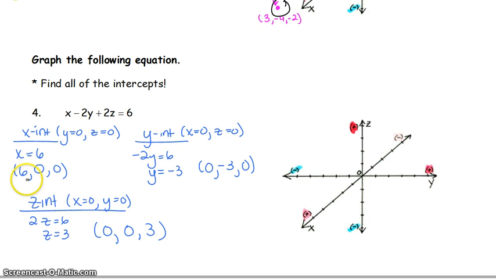So we've got an x-intercept of 6, so we go on the x-axis, positive 6, 1, 2, 3, 4, 5. There would be the location of 6, 0, 0. Then we want our y-intercept. We've got a negative 3. So here's the y-axis. We go left 1, 2, 3 from the origin. And that point is 0, negative 3, 0. And our last one is our z-intercept at 3. So we start at the origin, 1, 2, 3. And we have 3 points. We connect those 3 points.